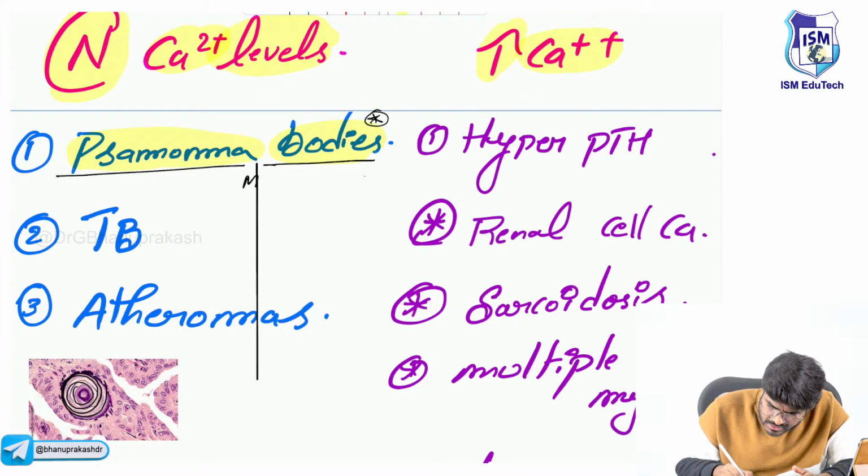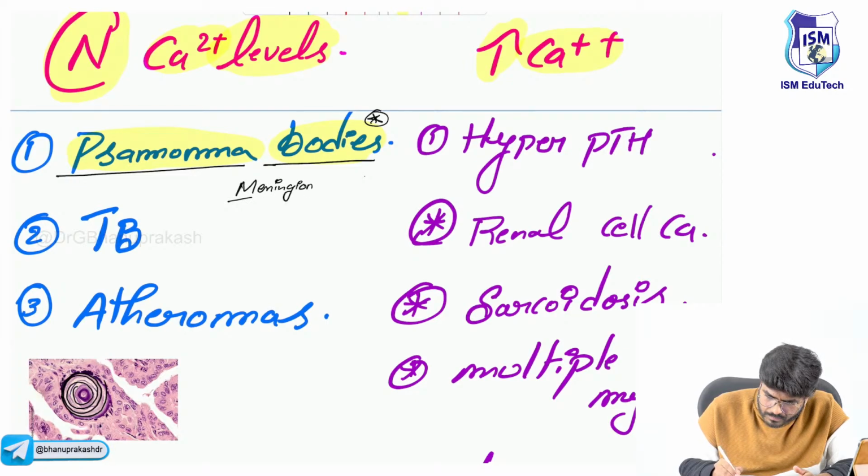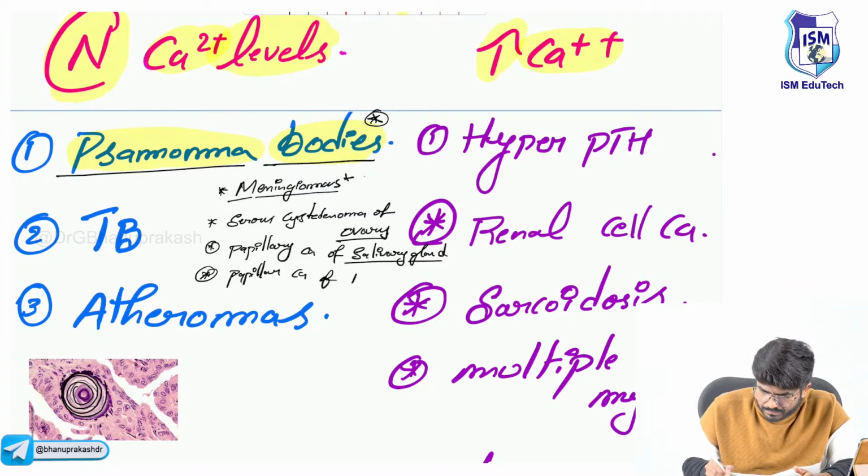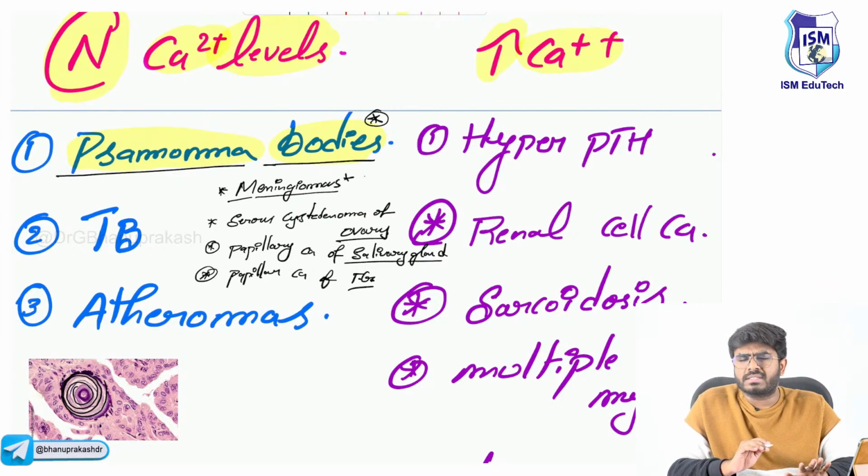Psammoma bodies are seen in which tumors? They are seen in meningiomas, serous cystadenoma of the ovary, papillary carcinoma of the salivary gland, and papillary carcinoma of the thyroid gland. Okay, so these are some tumors, and also prolactinomas, glucagonomas, mesotheliomas.